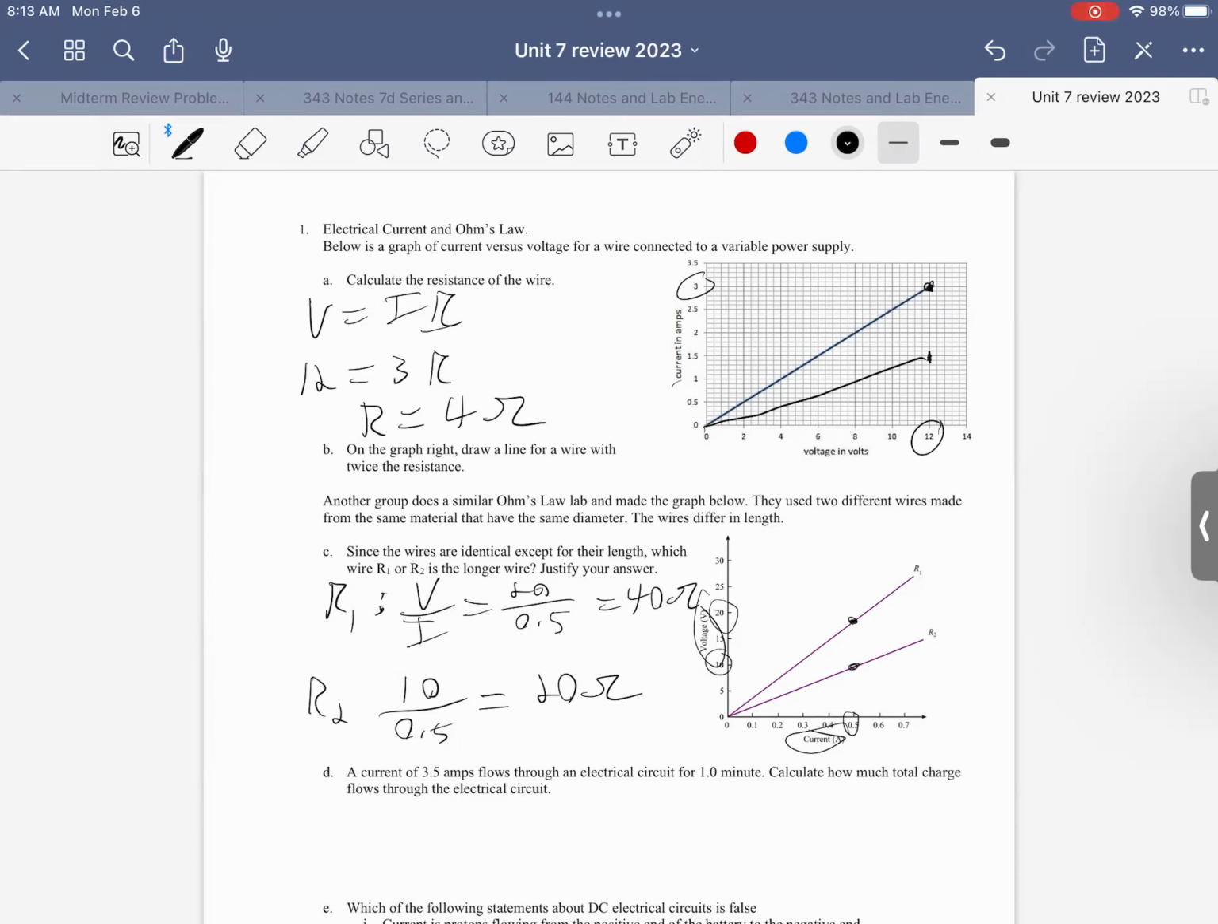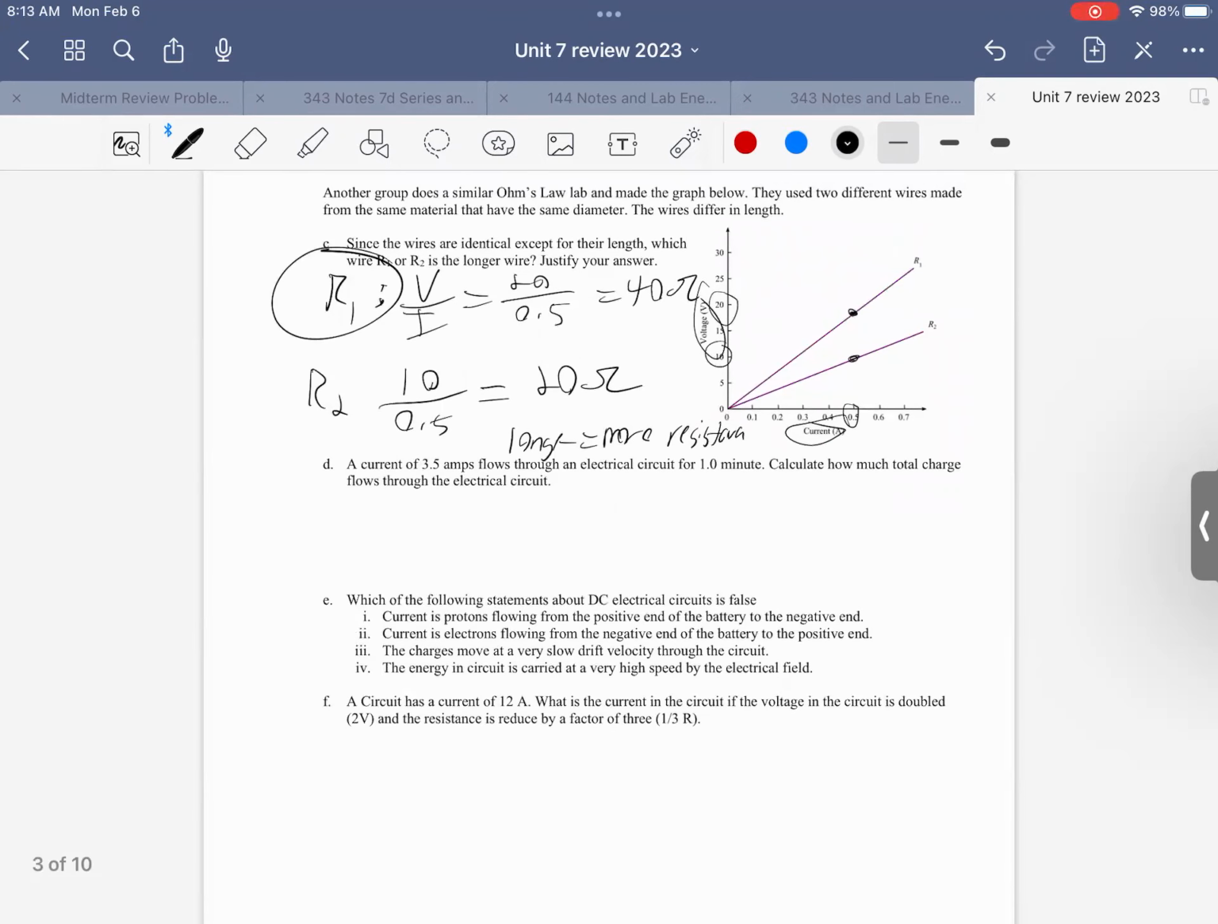So after we know that, if we know the two resistors, we can then think about which one would be a longer wire. Remember, longer wire equals more resistance. And so the more resistance, R1, would be the longer wire. It has more resistance there. All right.